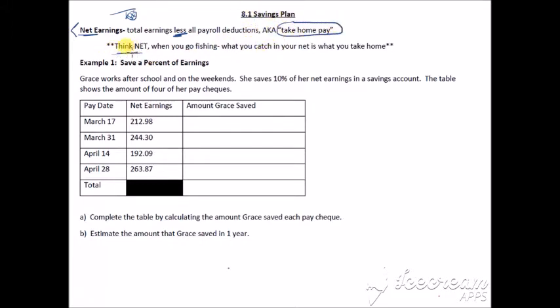I did say think net, like when you go fishing, what you catch in your net is what you're going to take home.